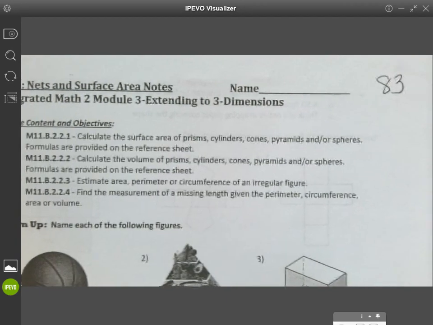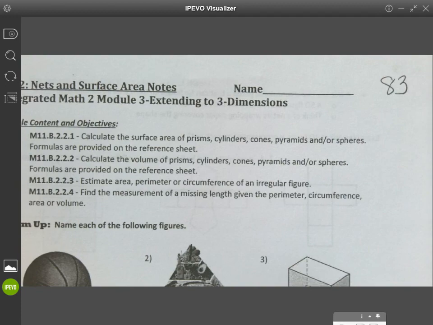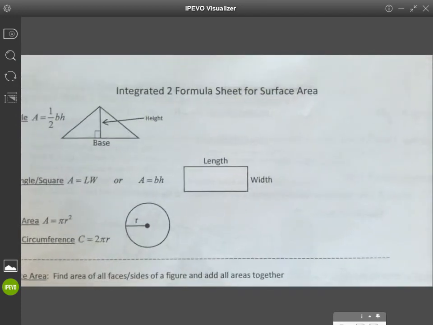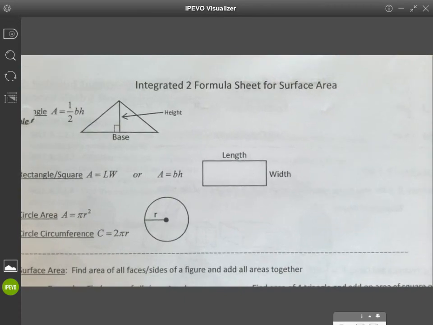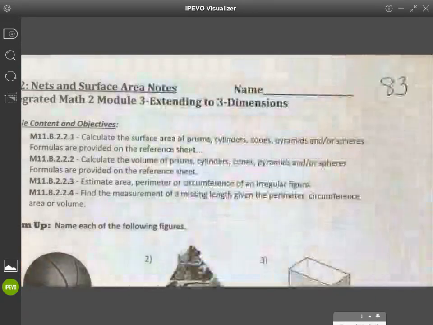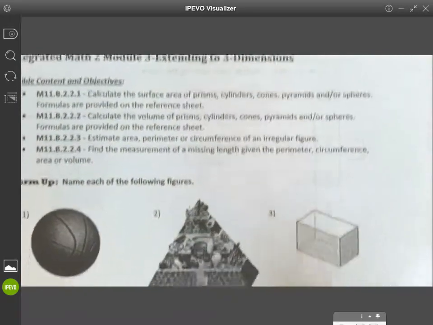All right, so we're on page 83 of our packet. We're looking at nets and surface areas. I also want you guys to have this formula sheet out. It has your basic formulas on the top, and we're going to add to our surface areas today as we work. So first thing we're going to do is name these shapes.